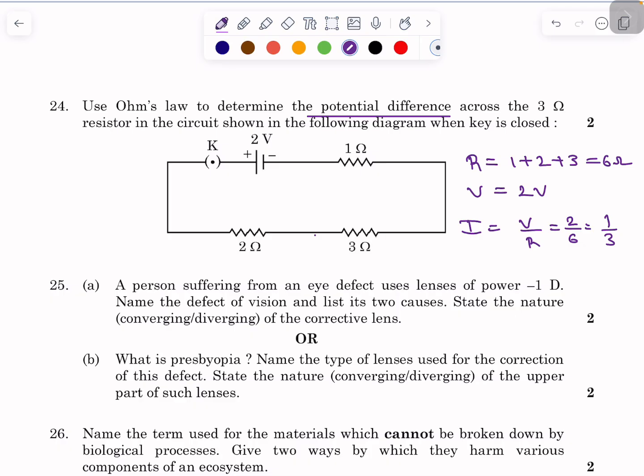Then we need to find the voltage across the 3 ohm resistor. How do you find the voltage across the 3 ohm resistor? Voltage across a resistor is total current into resistor value. The current value is 1 by 3 and the resistance is 3, right? The 3s get cancelled. The answer is 1 volt. Voltage across the 3 ohm resistor is 1 volt.